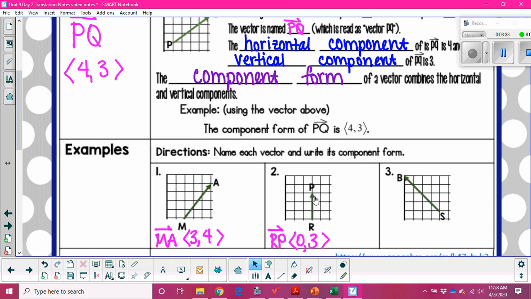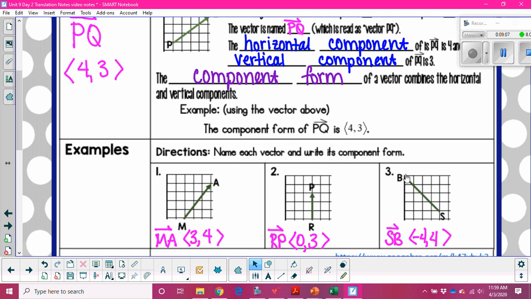Okay, looking at number 3, the initial point is S. The terminal point is B. So this is vector SB. Okay, component form, again in our pointy brackets here. This time though, the horizontal component is going to the left, so that will be negative. So it's 1, 2, 3, 4, so that is -4. But the vertical component is going up, so that will be positive. So 1, 2, 3, 4.